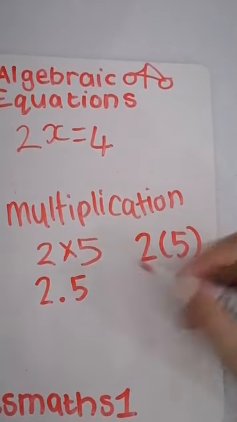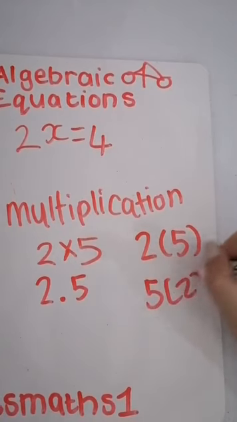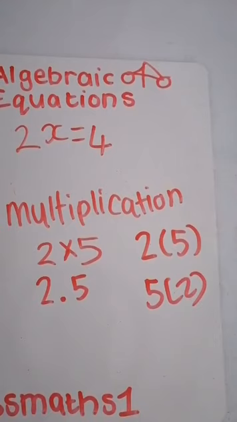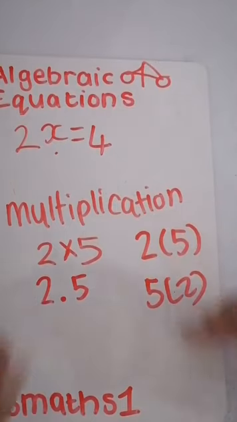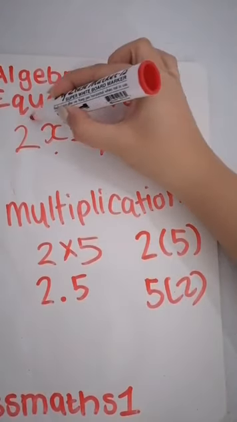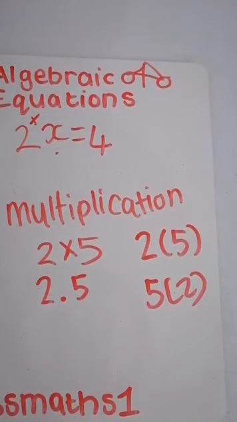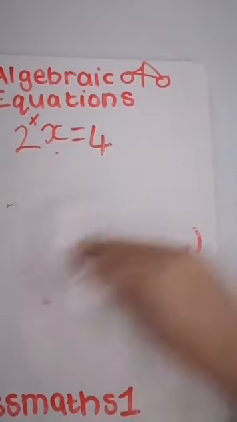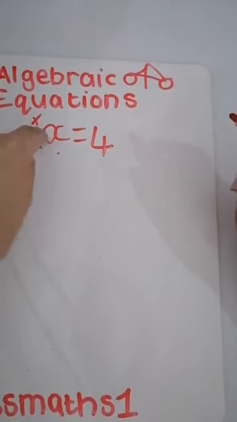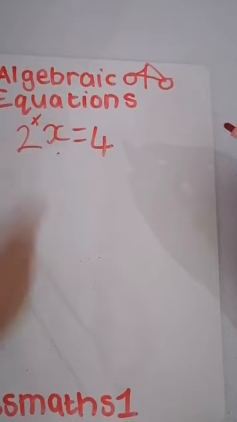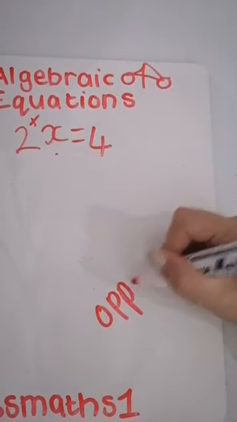You can express it like this: 5 with a bracket 2. So same thing. And the last one, in many cases, especially when we are working with variables, you don't even need to have anything. This means 2 times x. So even though it just says 2x, it means that it's a multiplication operation. So let us try that. This is actually 2 times x is equal to 4. If this is 2 times x and our goal is to get x on its own, you need to do the opposite operation.